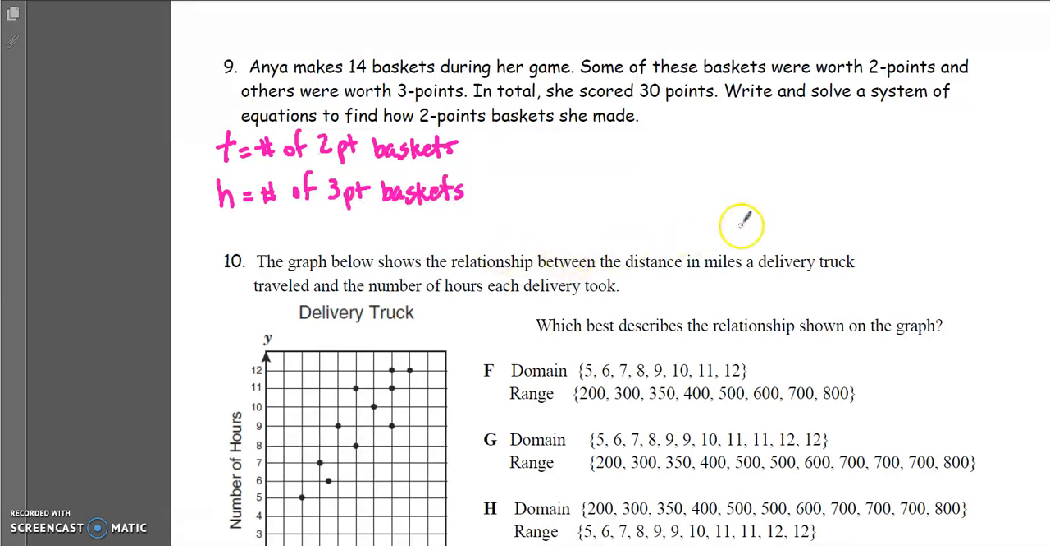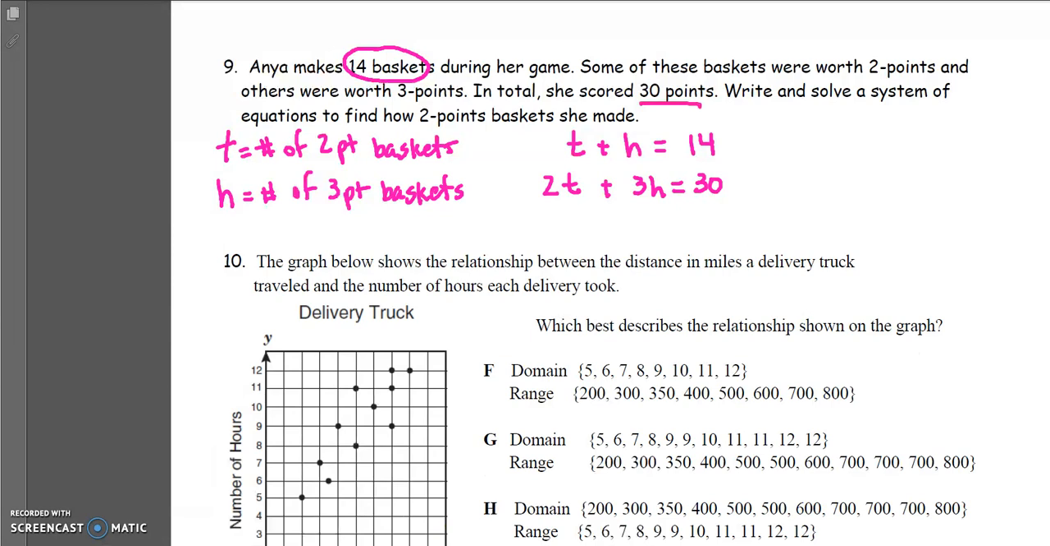Okay, so it says she scored a total of 14 baskets. So that means if we have T is the number of 2-point baskets and H is the number of 3-point baskets, and she has a total of 14 baskets, then we need to talk about the value of the baskets. So a T is worth 2 points, and the H was worth 3 points, and altogether she scored 30 points. So here would be her 2 equations that we need, the system.